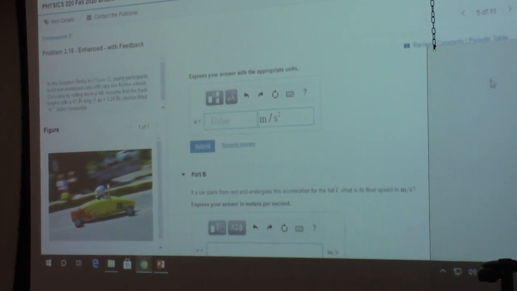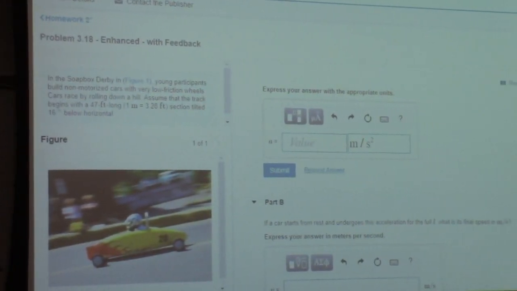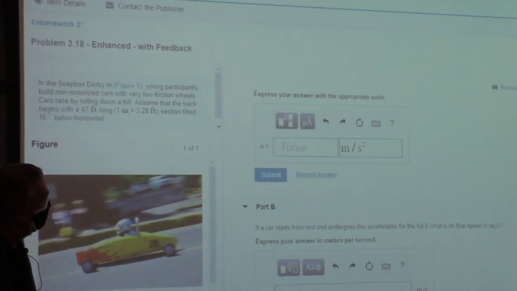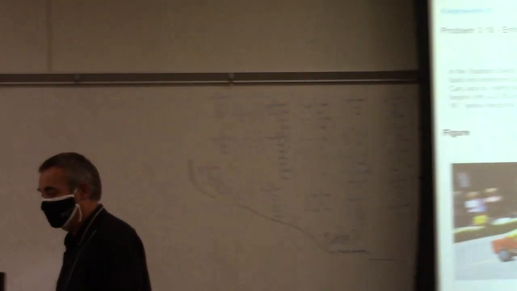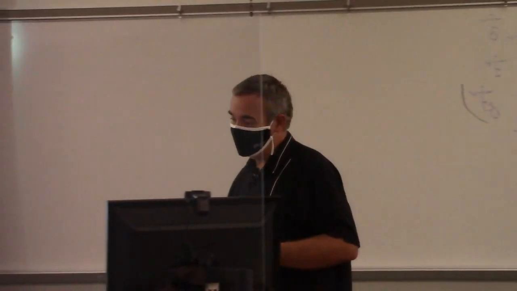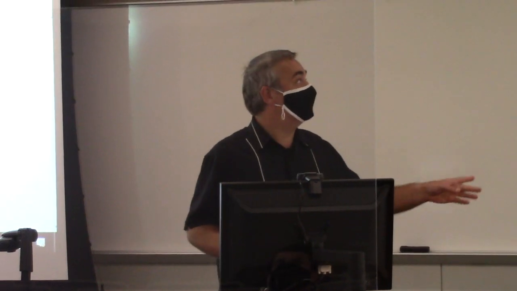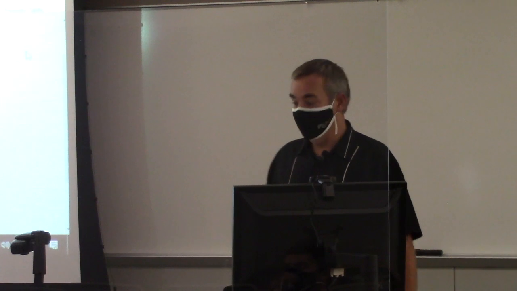Okay, good. So soapbox derby, 16 degrees below the horizontal. The track's actually 47 feet long, and then we want to know the maximum acceleration. So that's just like what we did with the previous one. And then if you start from rest and undergo this acceleration, the full distance, what is the final speed? Okay, so part B is similar to what we just found. We don't know how long this takes, but we know the distance that we traveled through. So probably it's going to be a different kinematics equation.